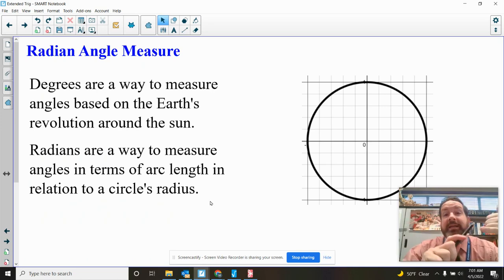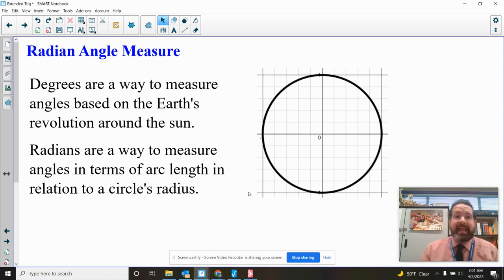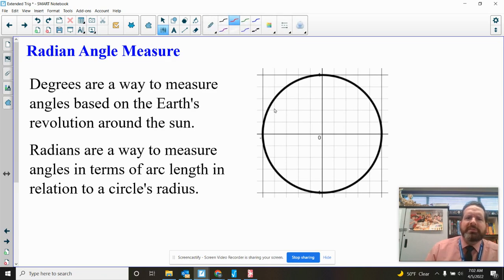So in calculus, in engineering, in physics, measuring your angles in radians does sometimes make the work a lot simpler. Let's take a look at what a radian is. Now, I'm going to try and explain a little bit, and then we're going to look at an animated GIF together that I think does a good job showing how a radian works.